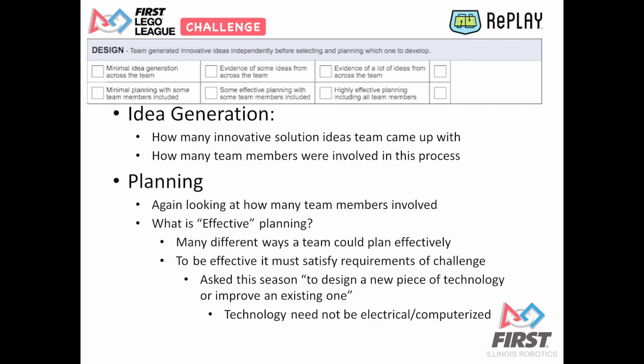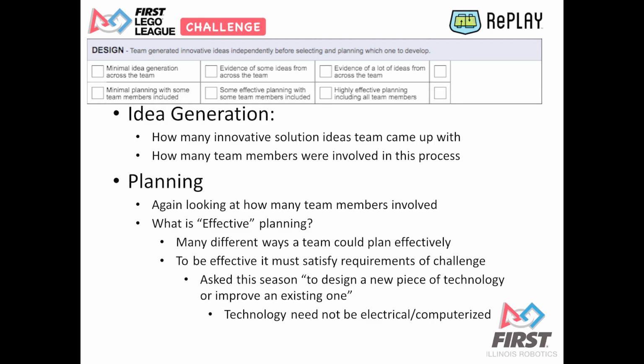Similarly, if the whole team was involved, but the judges did not get the sense that the team generated a lot of ideas, then that too would most likely lead to the judges assigning them a lower score in this section.